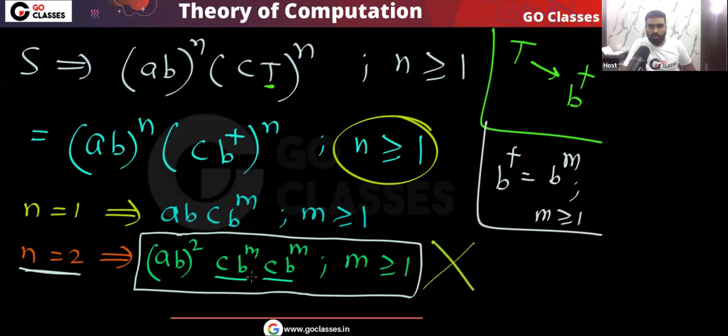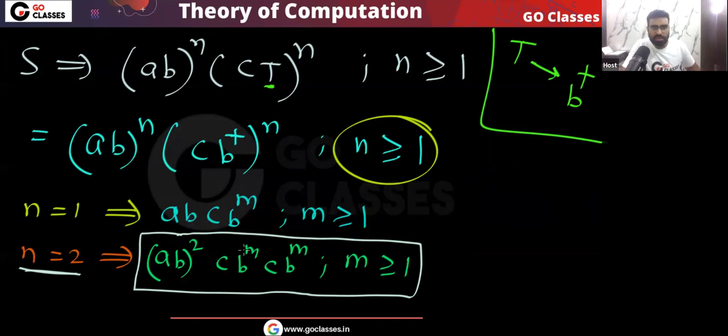The answer is no. This is wrong. Why? What is the reason? Because notice, if you put n equal to 2, you will get it like this: cb plus, cb plus.